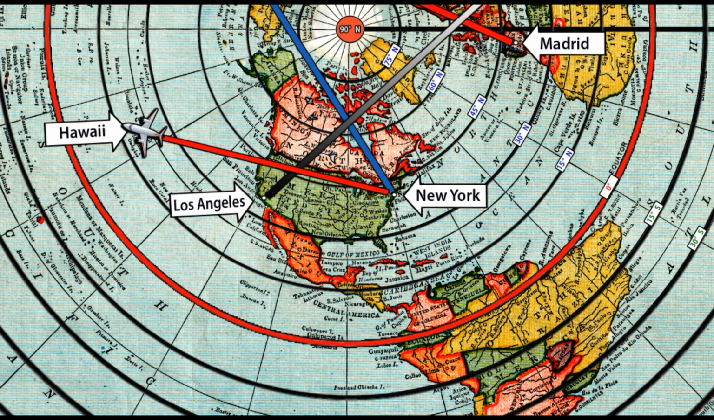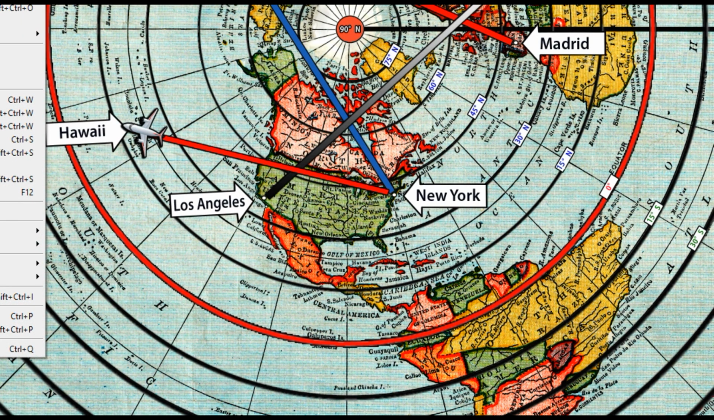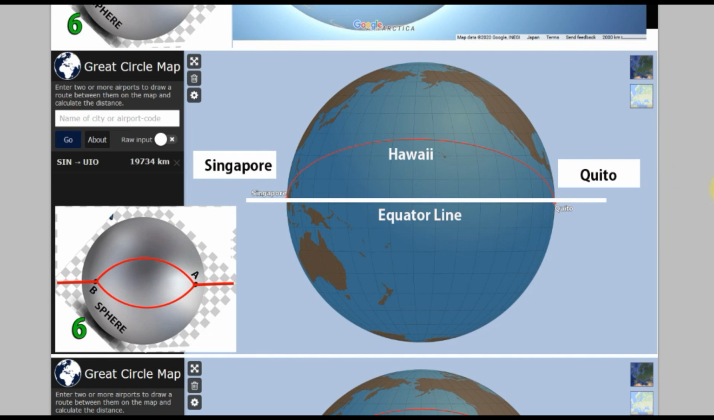Alright, so let's move to some longer flights. Last week I mentioned some longer flights, for example this one from Singapore to Quito, Ecuador. We have the equator here, and how this flight arcs north. And then I explained that on a sphere it wouldn't matter, as picture number 6 shows.